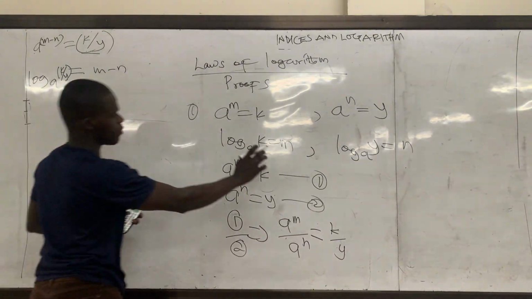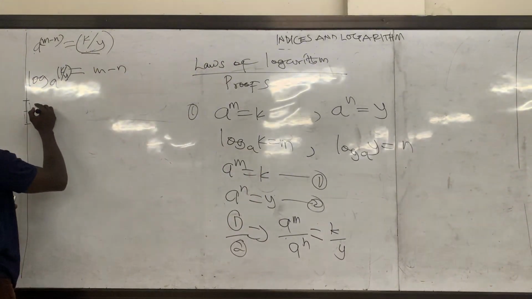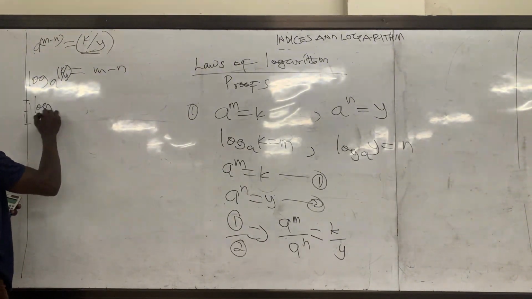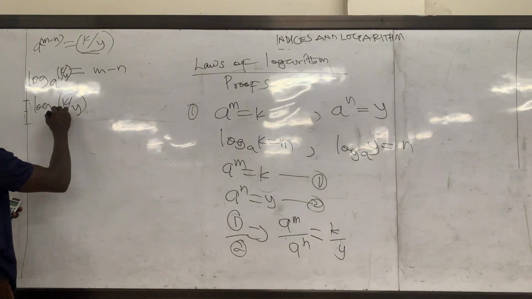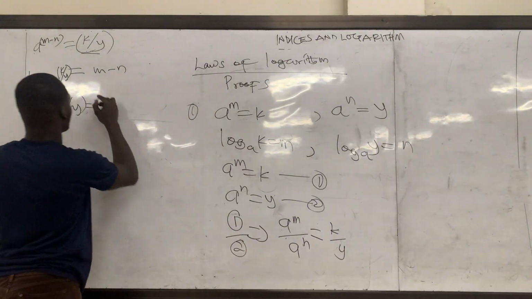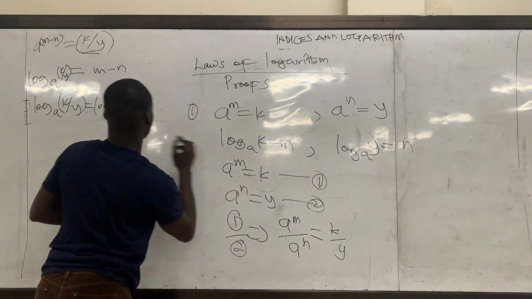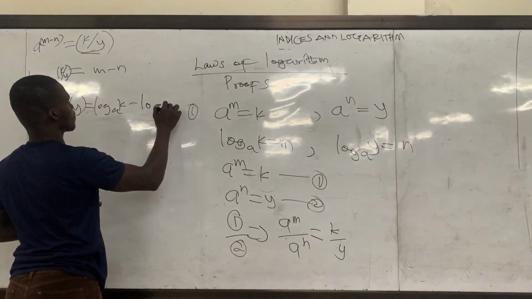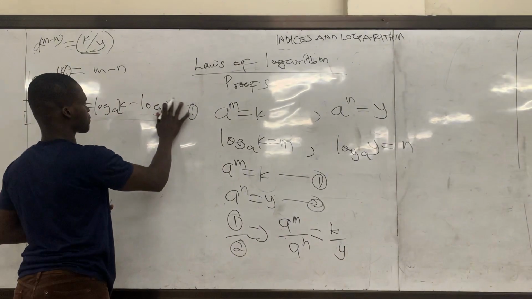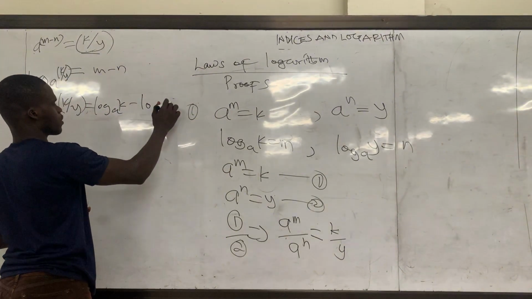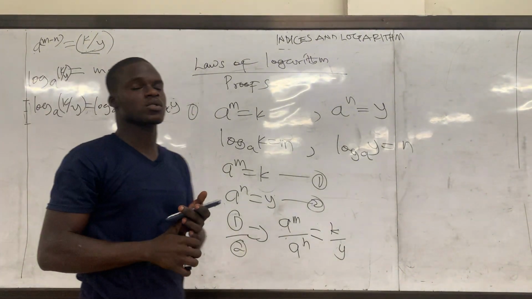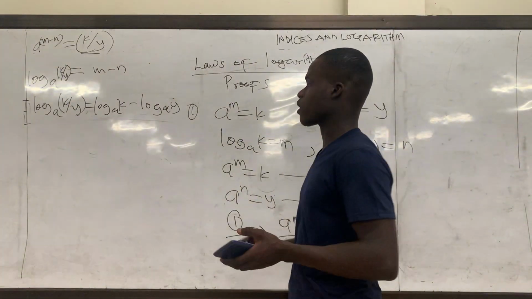Now we know m from here to be equal to log k base a, right? So log k over y to the base a is equal to log k base a minus log y to the base a. So this is what we do when we are subtracting logarithms.